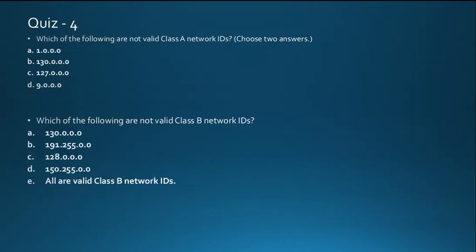But which of the following are not valid class A networks? Yes, of course, we have the ranges of the class A network IDs. Yes, if you chose B and C, you're correct, because they are not valid class A. 130.0.0.0 and 127.0.0.0 are not valid. But which of them are not class B networks? As you can see, definitely all of them are valid.